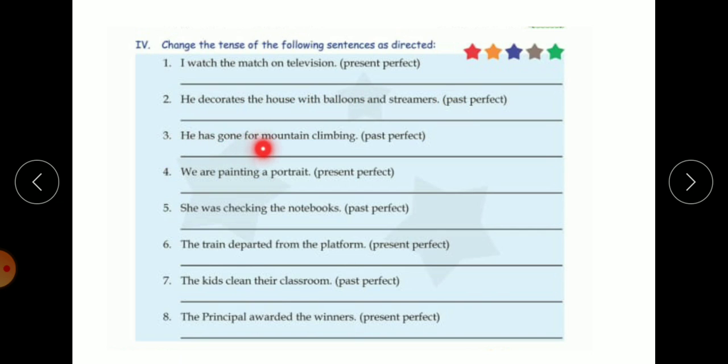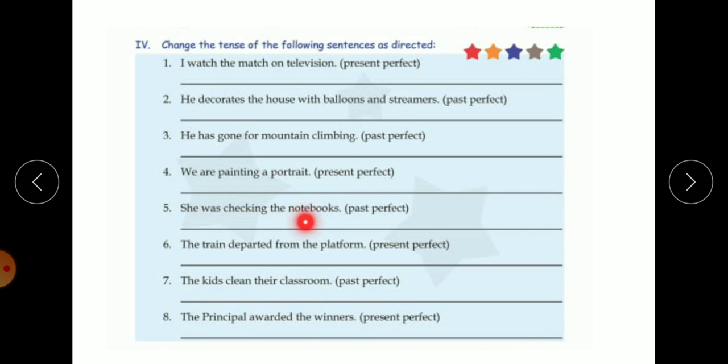He has gone for mountain climbing. Past perfect. Now gone is the verb and it is already in the third form. So just change has to had. He had gone for mountain climbing. We are painting a portrait. Are painting is the verb. So what is the base form of the verb? Paint. So change it into the past form, that is the past participle form, painted. And what will be the has or have you have to use? So we'll be using have. We have painted a portrait.